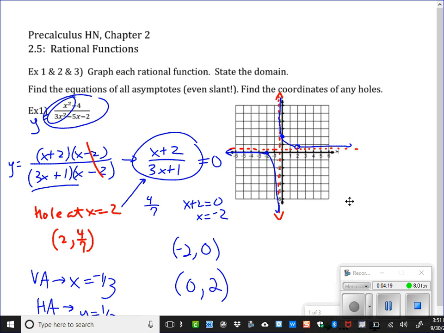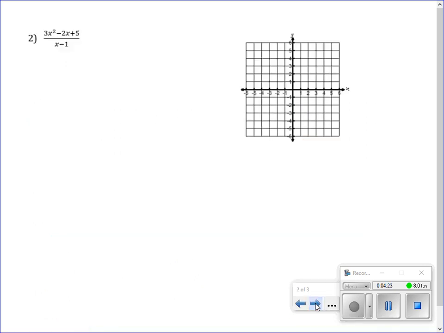That was the stuff that you already knew how to do. All right, so on to the new thing. I always said when the top had a higher degree than the bottom, then you had a slant asymptote. So I'm going to show you how to find that slant asymptote. The way that you do that is with long division.